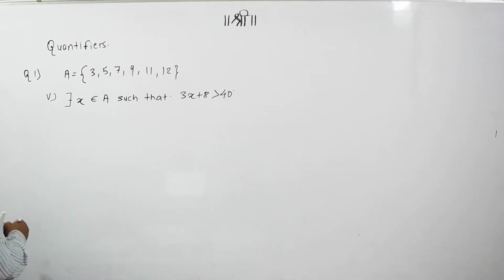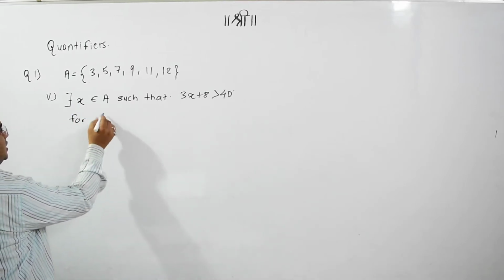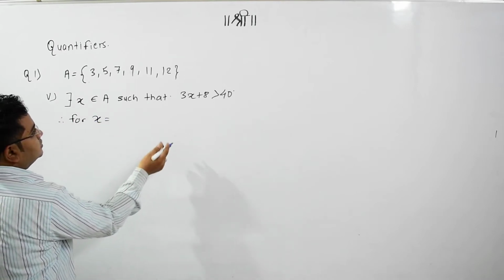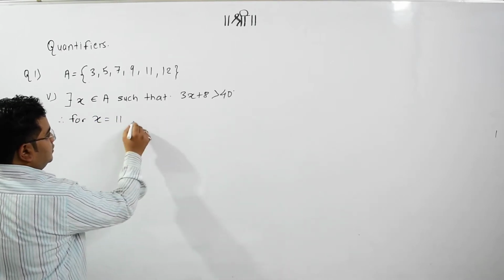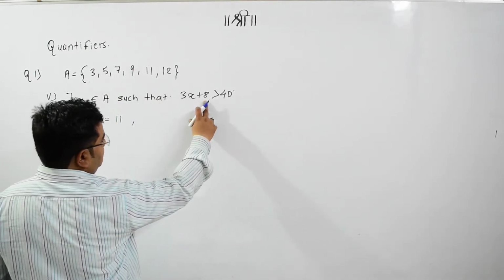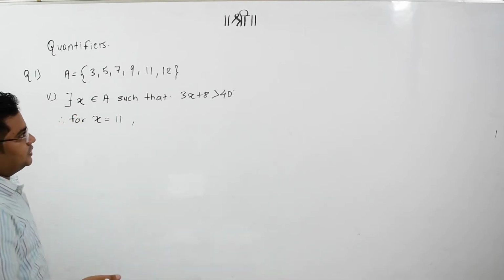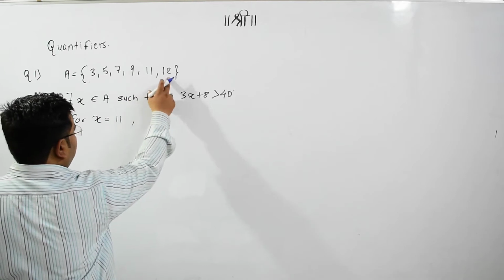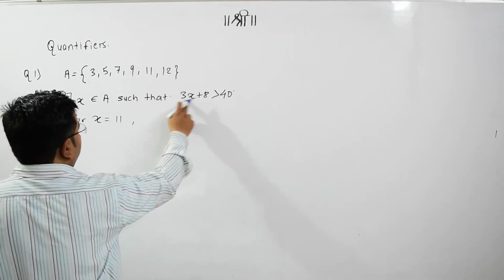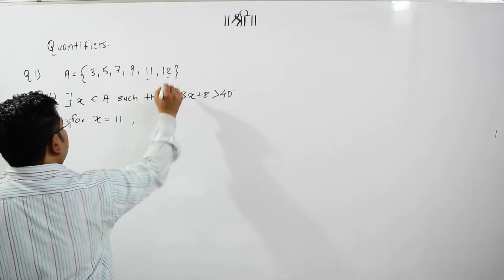Hope so, we have. So look here. This is where the solution begins. For x is equal to 9, 3 into 9 will be 27, and 27 plus 8 is 35, which is not greater than 40, it is less than 40. So I am directly starting from 11. So x is equal to 11. You need to calculate in your mind up to which number this is possible. So this is possible from 11 and 12.